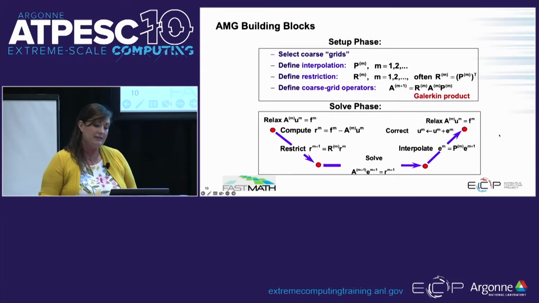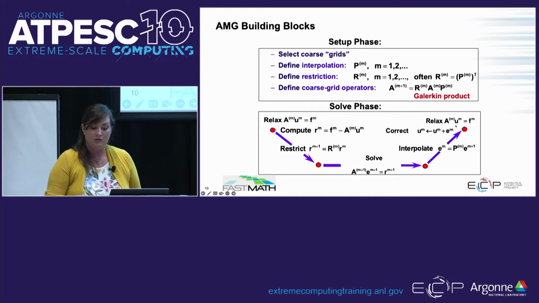Then in the solve phase, again, this is what we're terming our V cycle. We first apply our smoother, then we compute our residual, we restrict it to our next level, then we either solve here or we keep going to deepen our V. Then we're going to interpolate back up, add those interpolated values back to our approximation, and relax again. So that's really the basics of algebraic multigrid.